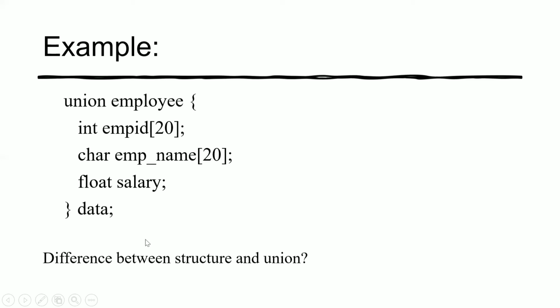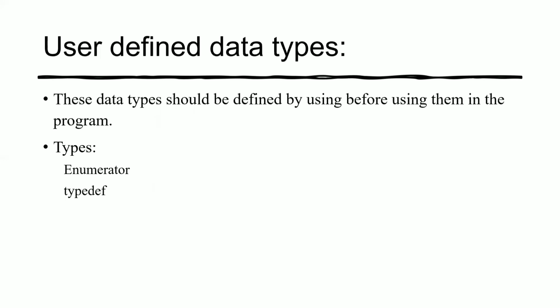So union is also used to store heterogeneous kind of data, and structure is also used to store heterogeneous kind of data. Then what is the difference between structure and union? Yes, here memory allocation will be different for union and structure. This we will discuss clearly in the difference between structure and union video. And next will be user defined data types.